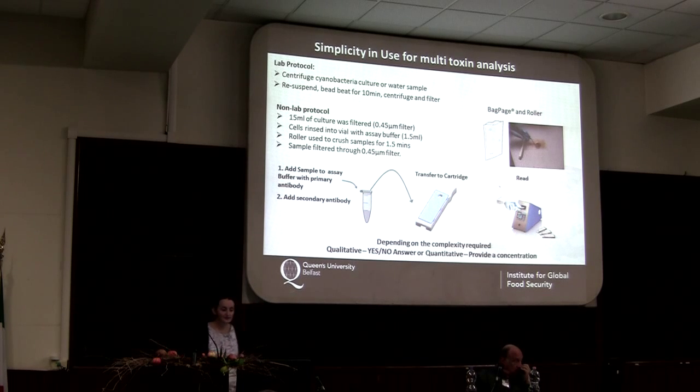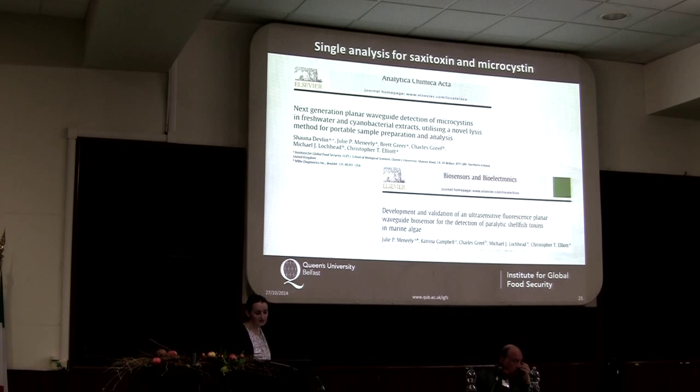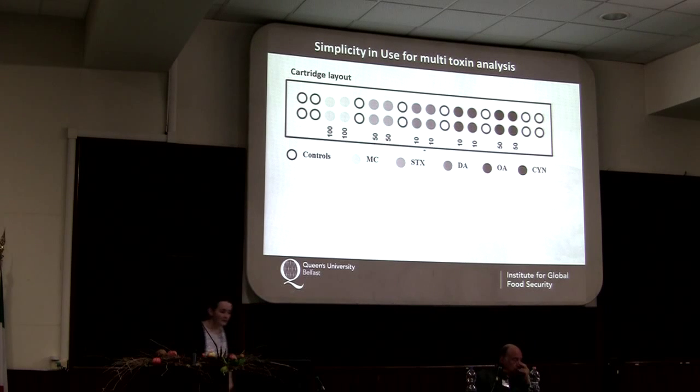Depending on the complexity required, it can be a quantitative yes-no, or a qualitative yes-no, or a quantitative one that provides a concentration. Our initial work looked at single analyte detection for saxitoxin on one hand, and for microcystins on the other hand. But then we wanted to look at multiplexing. So for multiplexing, we arranged the array as above.